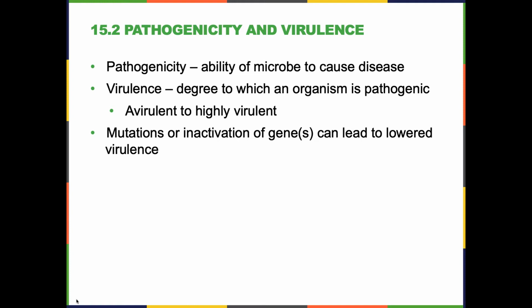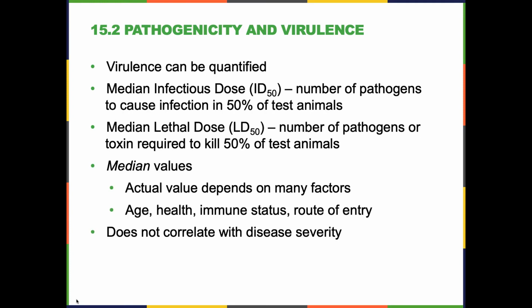And so we'll talk a little bit about how mutations can lead to maybe not necessarily higher virulence, but different virulence, okay? We can quantify virulence. We always like quantities and like to quantify things. So we have this thing called a median infectious dose, sometimes just called an infectious dose or simply ID50. And what an ID50 refers to is the number of pathogens that can cause infection in 50% of test animals.